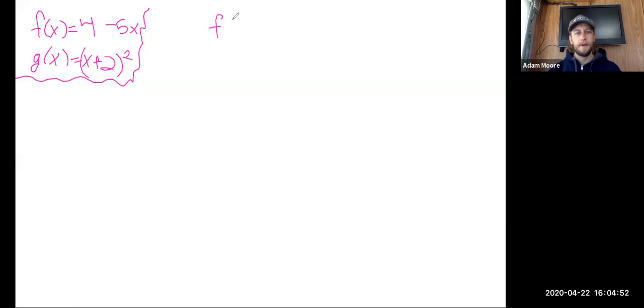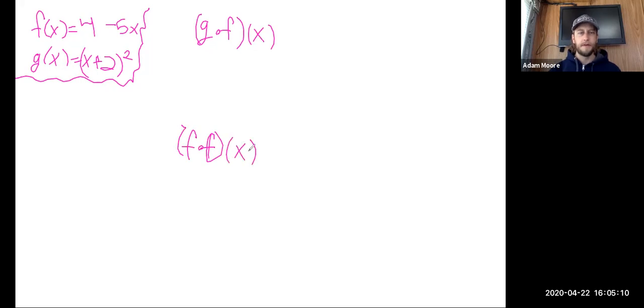See if you can figure out g compose f of x. See if you can figure that one out. And then also see if you can handle f compose f of x. Take a minute on those. See if you can jam them in there.